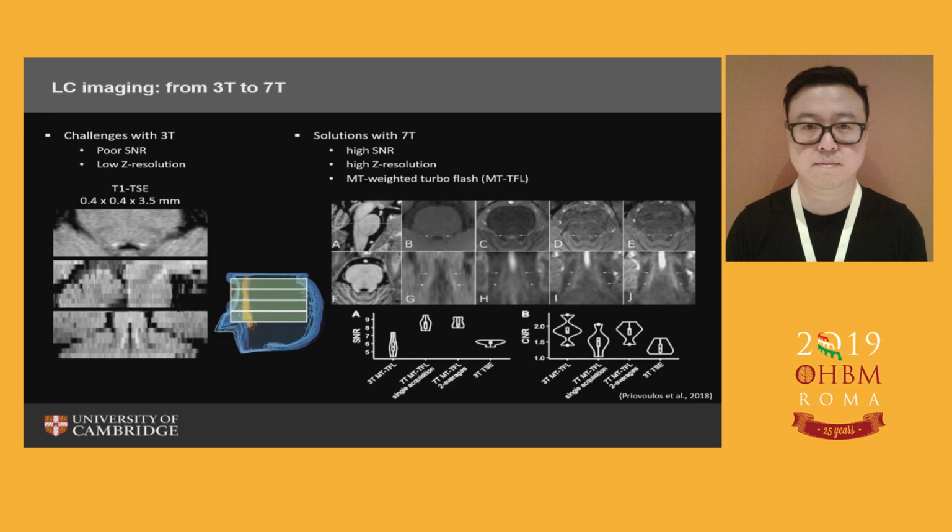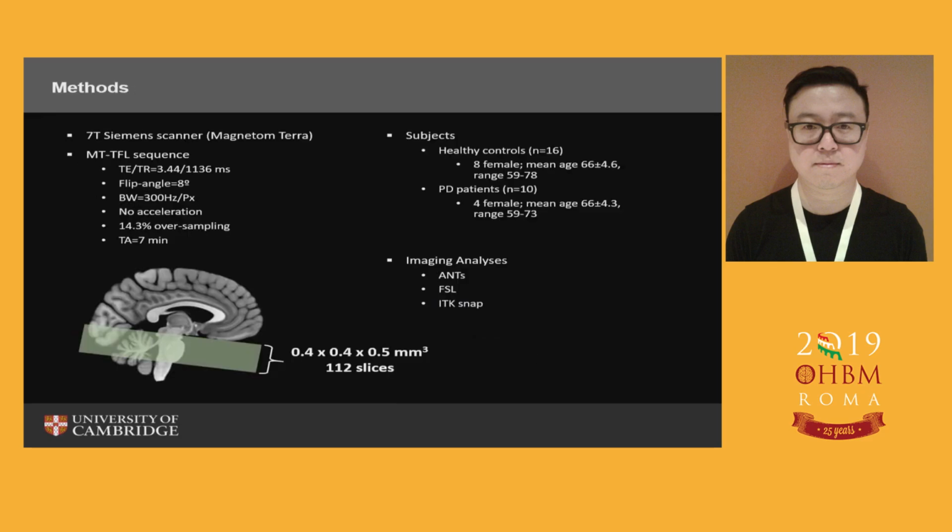7T MRI can provide a higher SNR and much higher spatial resolution for LC imaging. There is an MT-weighted turbo FLASH sequence, which is fast and safe, that has recently been developed and tested for 7T in healthy subjects. And we want to test this sequence in PD patients, and at the same time, we want to try to figure out what's the best way for LC segmentation in patients.